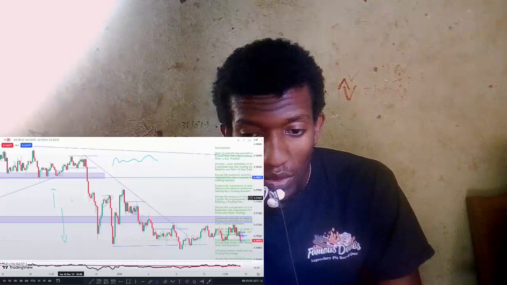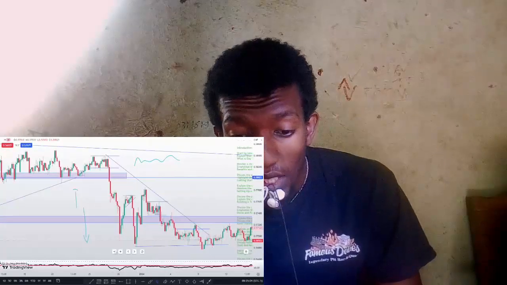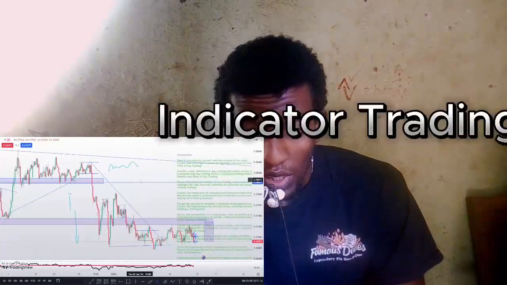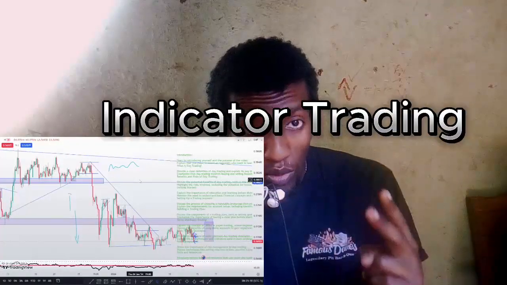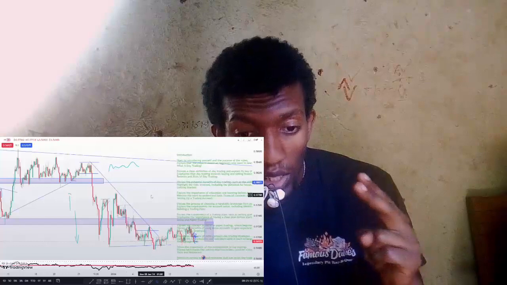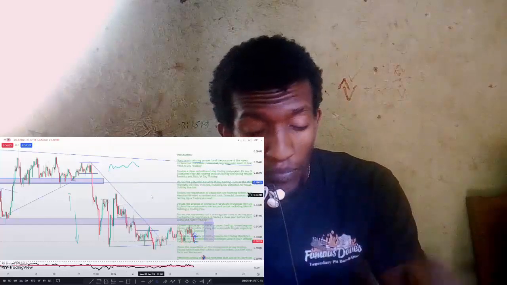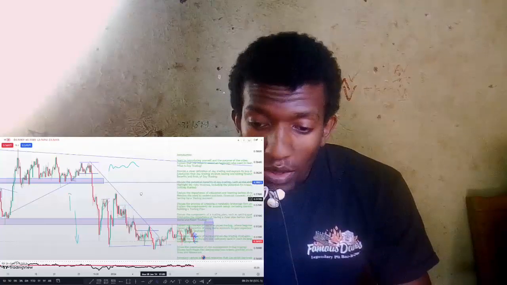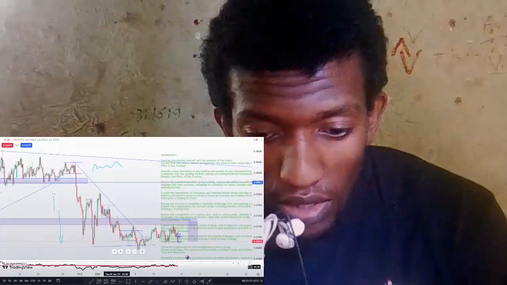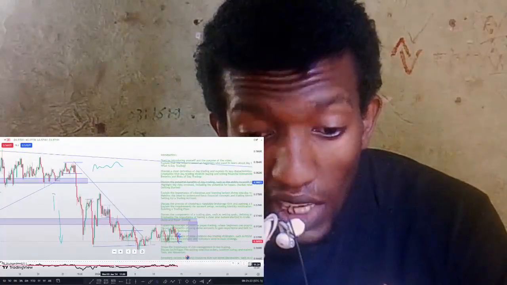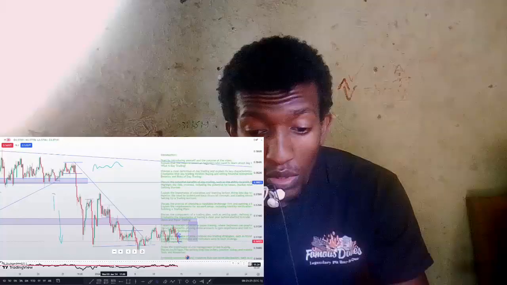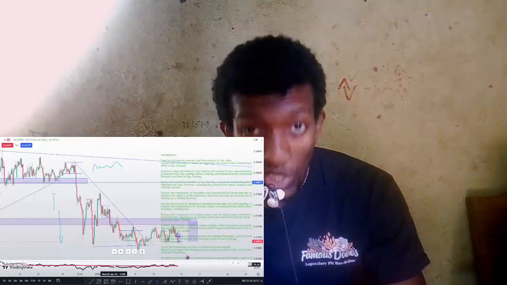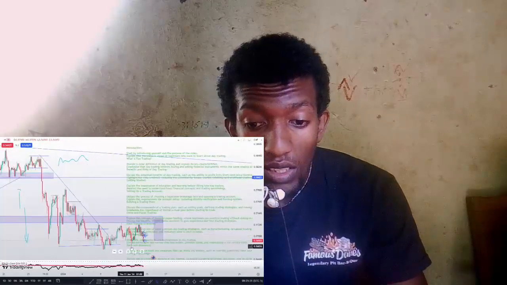The other thing that I want to tell you about is the indicator trading strategy. We have talked about two strategies, trendline breakout and supply and demand zone trading. The other one is the indicator trading strategy. As you can see here, we have the RSI, or relative strength index, which shows you where the overbought and oversold positions are, where the price is right now.